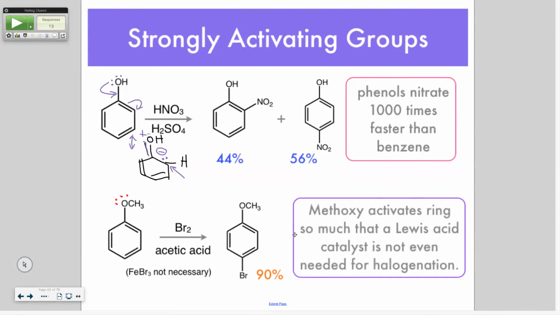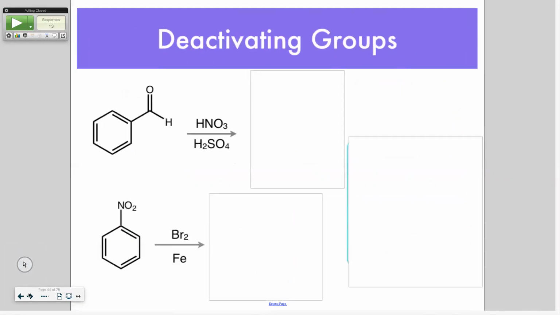Because, I don't know, this isn't very big, so you wouldn't think that that would have hindered the ortho spot that much. Not sure why it's fair, because I don't think the methyl's very big. O-t-butyl, sure. Okay. So the methoxy activates the ring so much that a Lewis acid catalyst is not even needed. Okay. It's still the same mechanism. Grab the Br and the bromine leaves, and just like before.